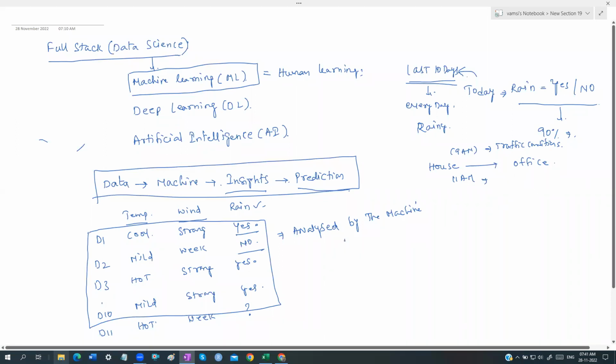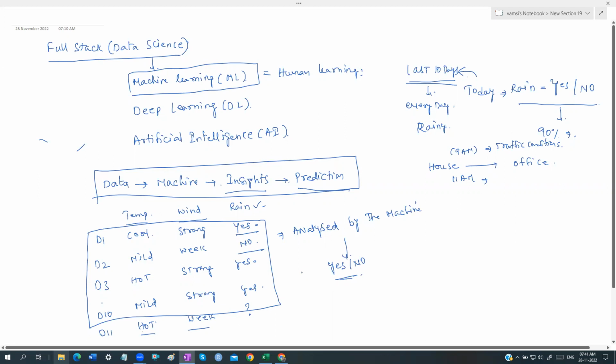So based on that analysis done by the machine, on the 11th day, the temperature was hot and the wind was weak, it will tell you whether today it will be raining, yes, or whether the raining is going to be no. So something like that, we can understand this kind of a machine learning example.